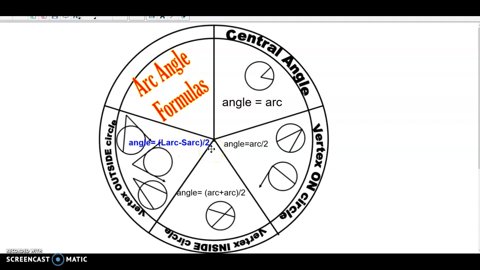Again, if you have the arcs, you plug the arcs in where the arcs go and the angles in where the angles go, and then solve for the missing information that you need.